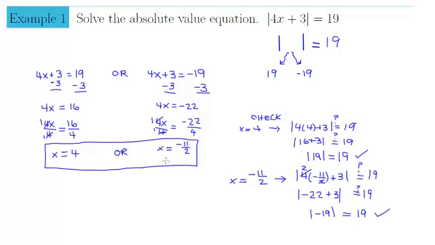The two solutions to our absolute value equation are x equals 4, x equals negative 11 halves, and your book, just to let you know, might write these two answers in set notation, 4, negative 11 halves. Either answer is acceptable in my book. Okay. Let's move on to the next example.